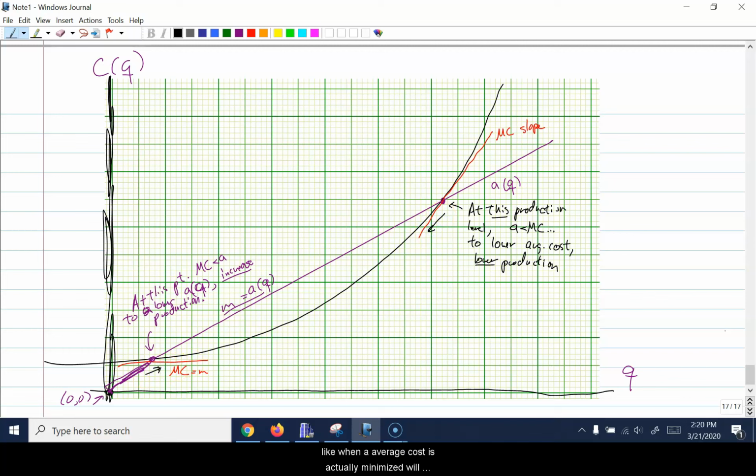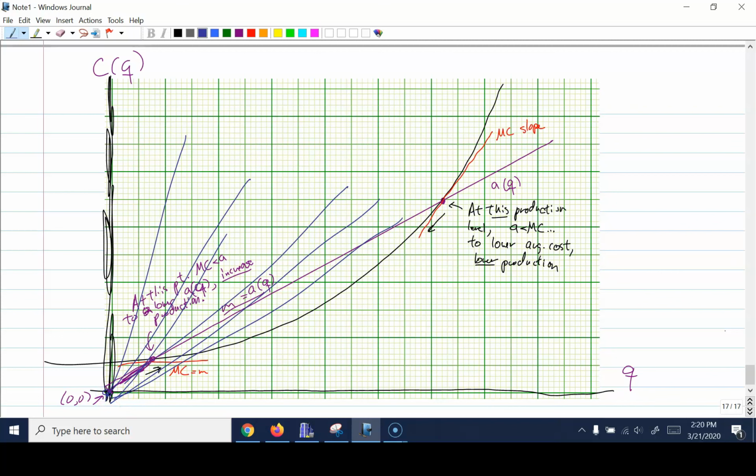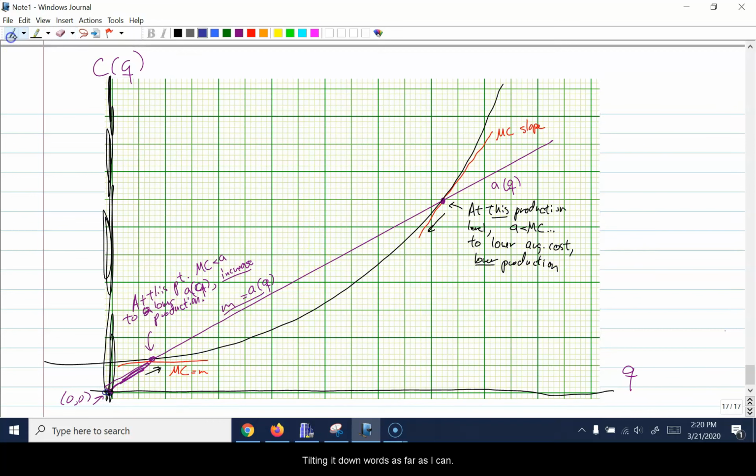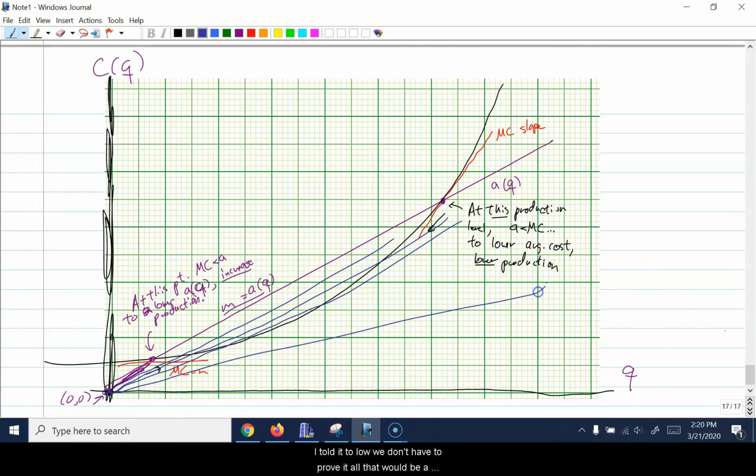What does it look like when average cost is actually minimized? Well, remember, average cost is the slope of the line that hits the curve. If I imagine all the lines radiating out from 0, 0, I want to think about, among all these lines, what's the lowest slope I can get? I think about taking that line and tilting it downwards as far as I can and still hitting the curve at all. If I tilt it too low, we don't hit the curve at all. That would be a lower average cost, but there's no point to go find where that average cost is minimized.